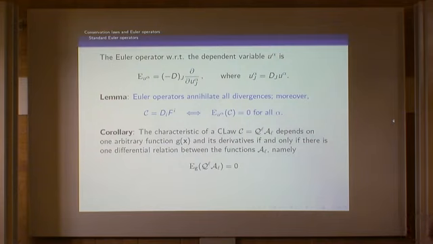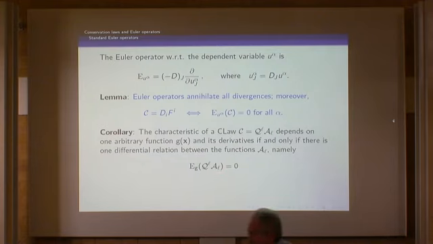Sorry, it's one arbitrary function in this corollary. You might involve its derivatives, and that is true if and only if there is one differential relation between the functions that make up a system of equations. Okay, and all you have to do is apply the Euler operator, not with respect to any of the u's, but with respect to g, this arbitrary function, to the conservation law.